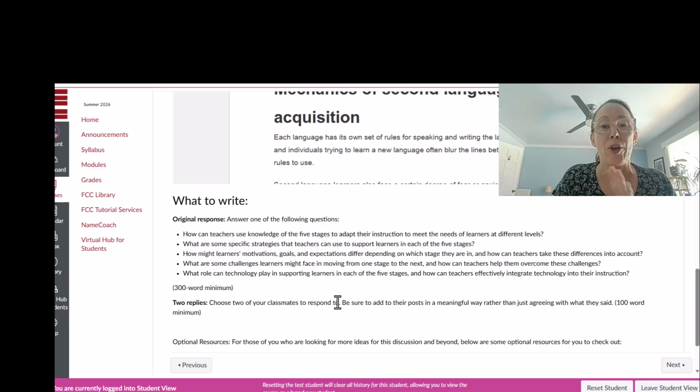And then the prompt for the replies is very open-ended. Just choose one of your classmates' responses that you connect with and make sure that you are adding to what they say, not just saying I agree or disagree. One thing that you can do that makes it a little bit easier is choose one single sentence, one single thing that they said, and then focus in on that, giving more information, more description, or adding to what they said. Okay.